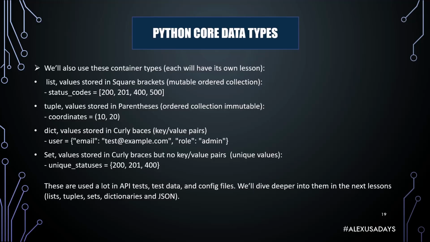We also have set, and values stored in a set are also in curly braces, but they don't have key-value pairs. Sets store unique values. So this is used a lot in API tests, test data, and config files. We will dive deeper into them in the next lessons. We will talk about lists, tuples, sets, dictionaries, and also JSON.